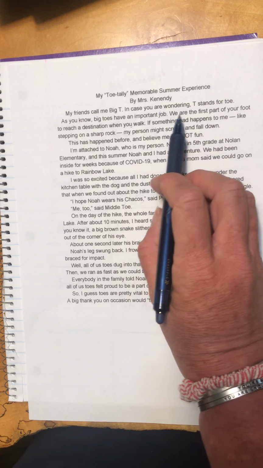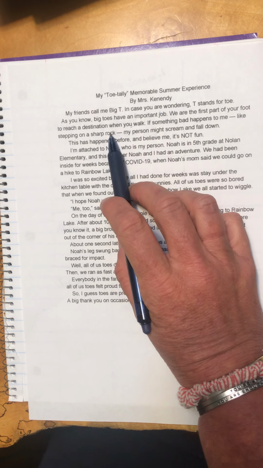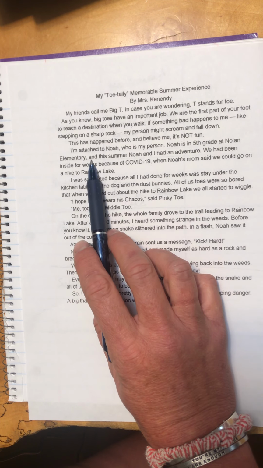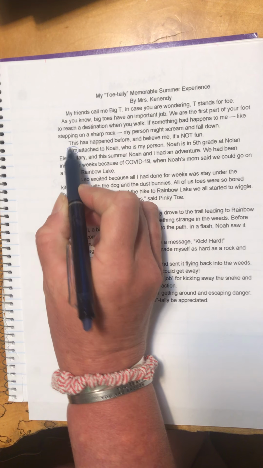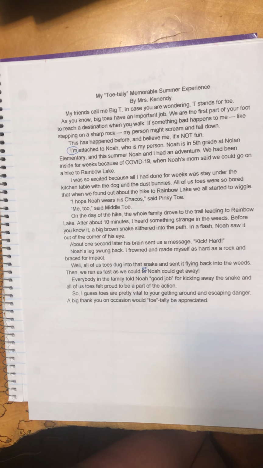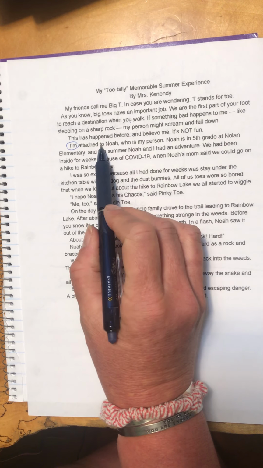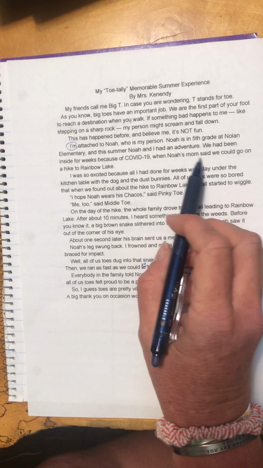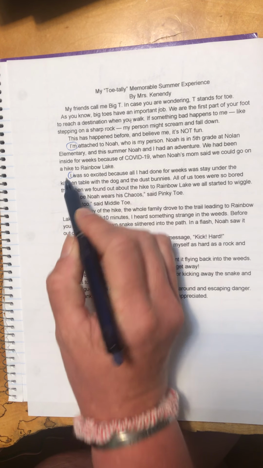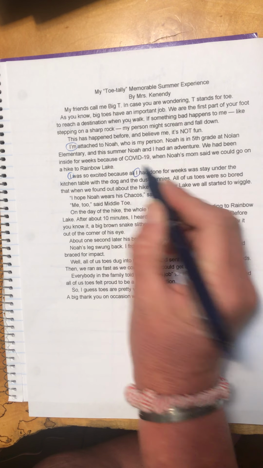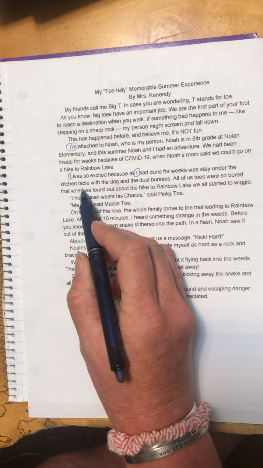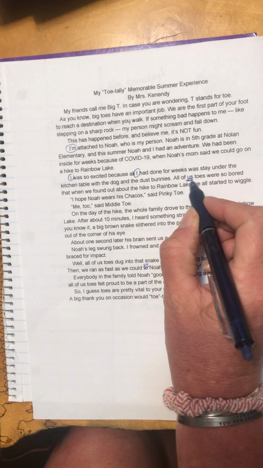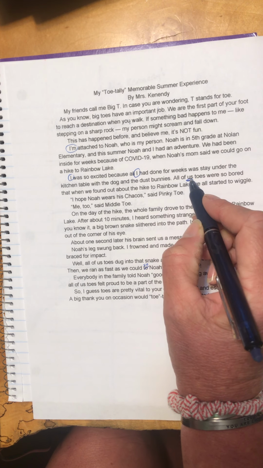As you know, big toes have an important job. We are the first part of your foot to reach a destination when you walk. So let's find a place down here where, okay, do you see right here? We used I because this is written in first person. I'm attached to Noah, who is my person. Noah is a 5th grade student, so then we're giving a little background there. I was so excited because all I had done for weeks was stay under the table with the dog and the dust bunnies. All of us toes. And so even the word us means that I is a part of that group.